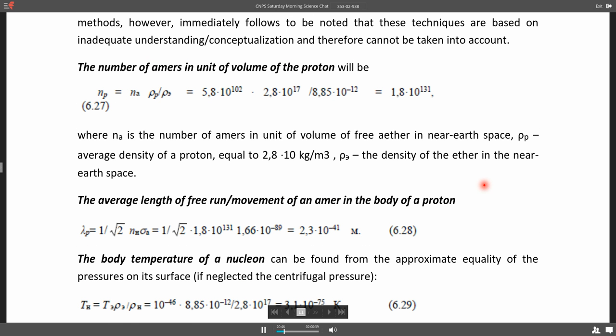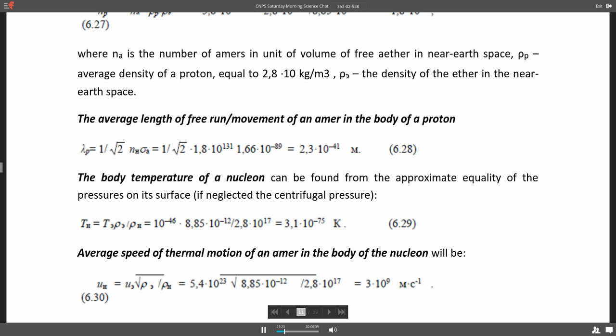there was a question about what the particles of the ether are. Those are these armors. For example, the parameters here: the number of armors in a unit of volume of the proton amounts to 10 to the 131, and then the average length of the free run of an AMER in the body of a proton turns out to be this long or this short. And then the body temperature of a nucleon is pretty low, 10 to the minus 75 Kelvin. The average speed of the thermal motion of an AMER in the body of a nucleon comes out relatively high.